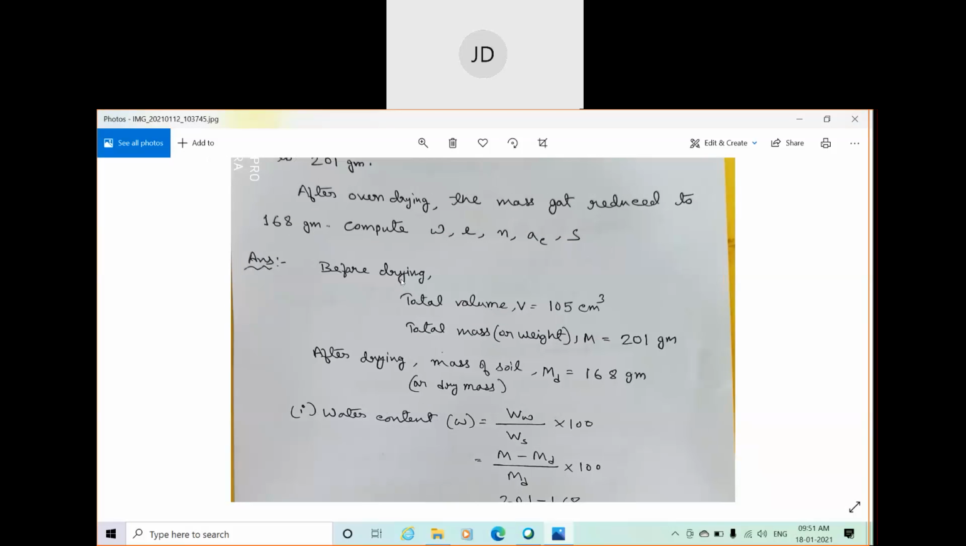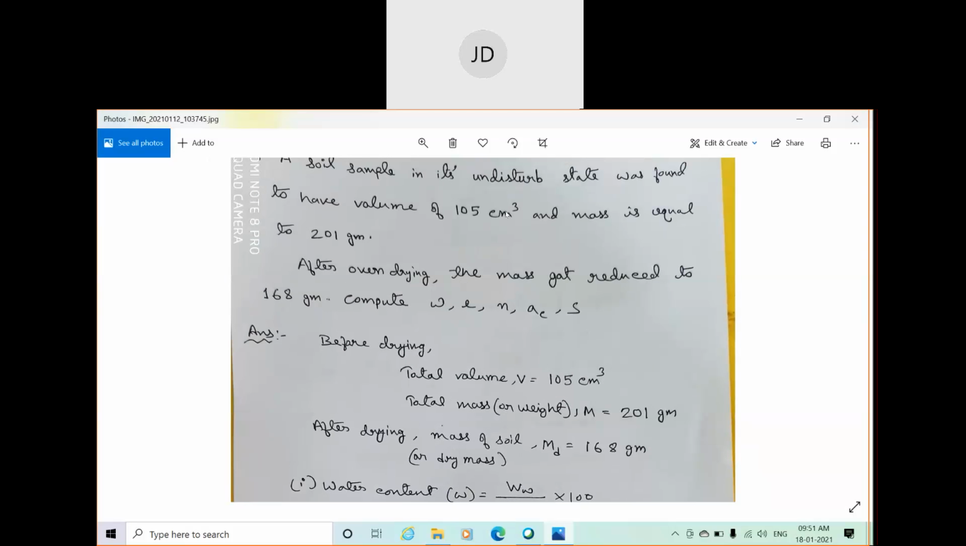Here, before drying, that means in the undisturbed state, a soil mass has a total volume of 105 cm³ and total mass, or total weight, whatever you say.